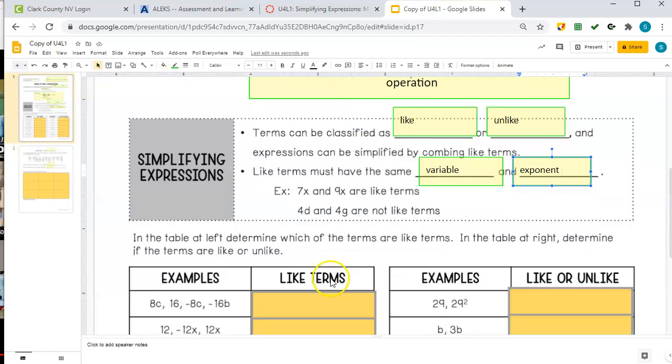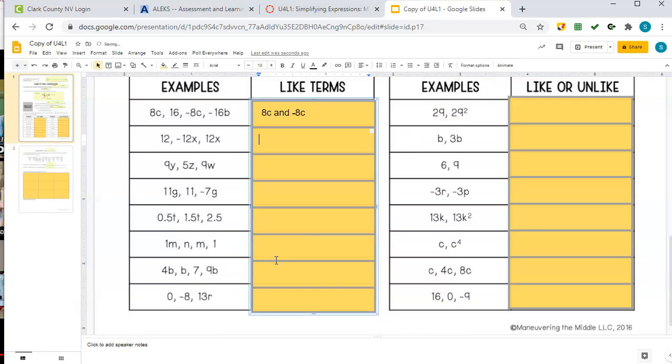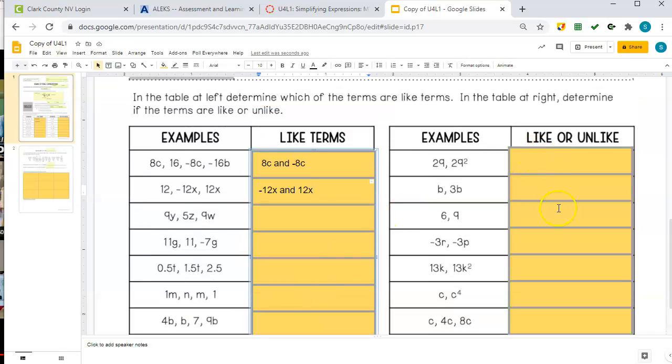So let's look at the like terms here. Here this one's got a c and this one's got a c, so our like terms are 8c and -8c. Let's look at this one. We've got our -12x and our 12x. Now, you should try to make your guesses for the rest of this, so go ahead and pause the video here. Go all the way through this one, and then in this one you can determine whether they are like terms or not like terms.